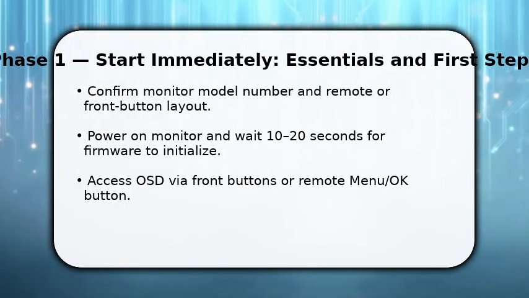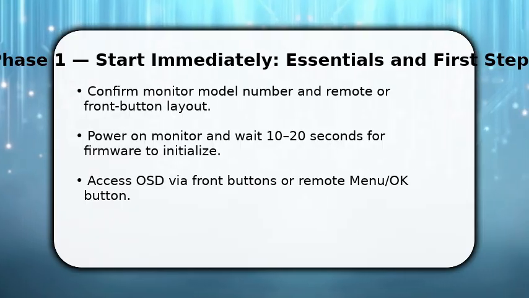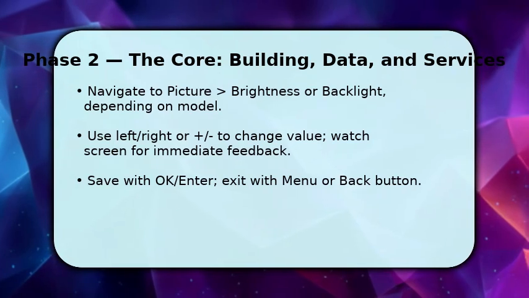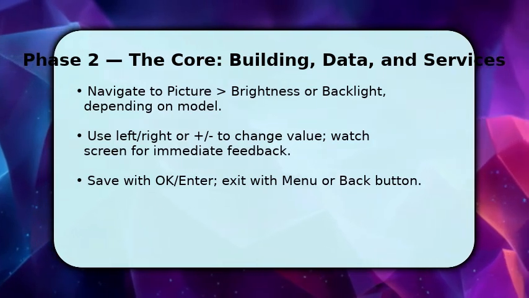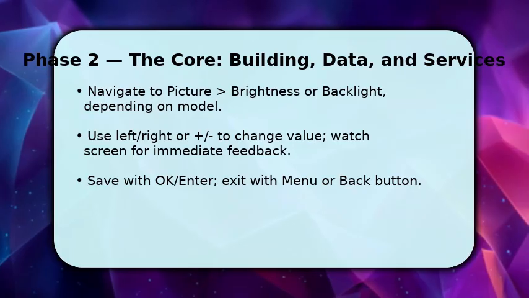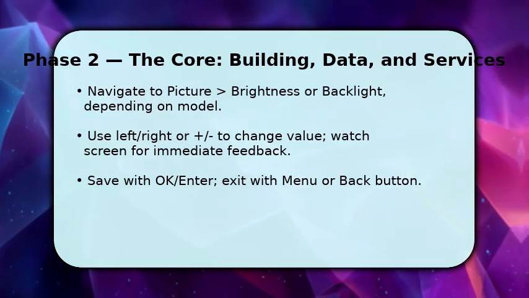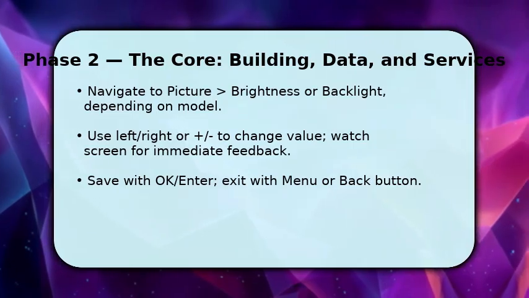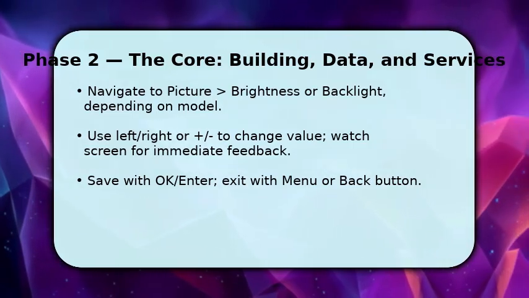Make sure the input source is stable, because changing brightness while the signal switches can hide options. You navigate to picture, then locate brightness or backlight. Some KTC models separate them, so check both. Use the left/right arrows or +/- keys to change the numeric value. Watch the screen to judge midtones and shadow detail.